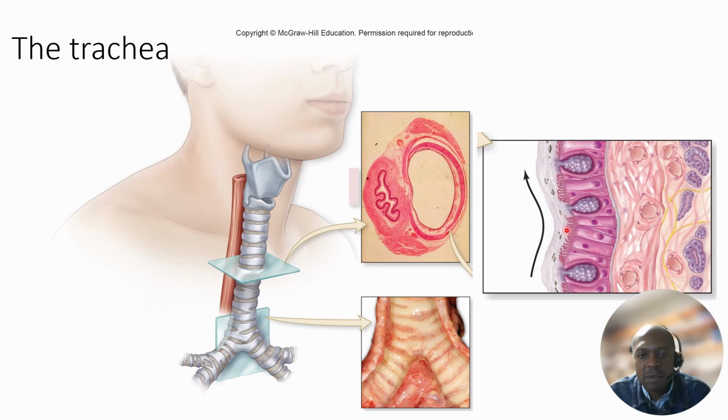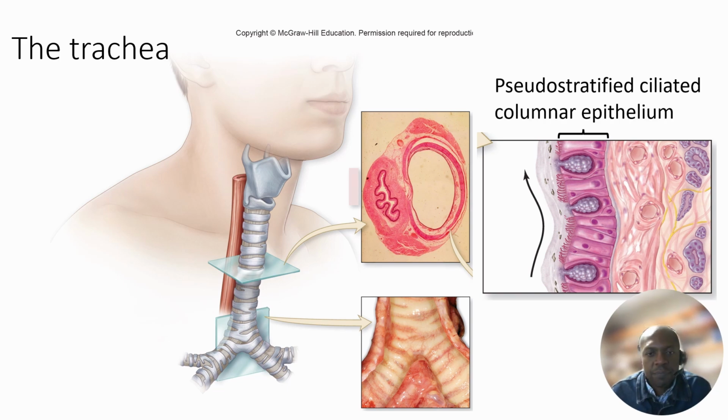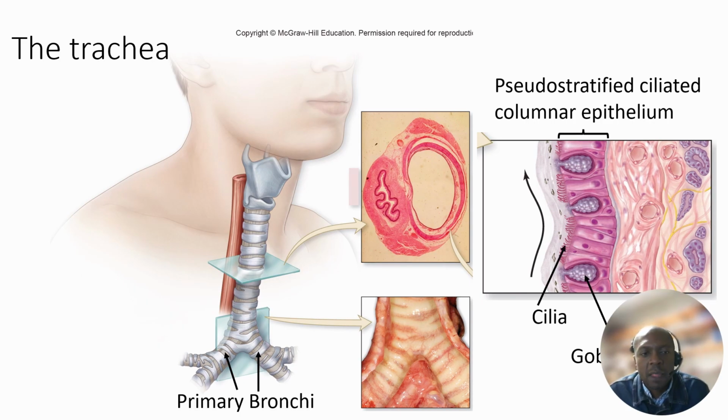The cilia are the little finger-like projections that enable this epithelium to, in a consistent, rhythmic manner, keep flicking in such a way that it moves things out from the trachea. So that's that, and then you have your goblet cells right there, and they make mucus.